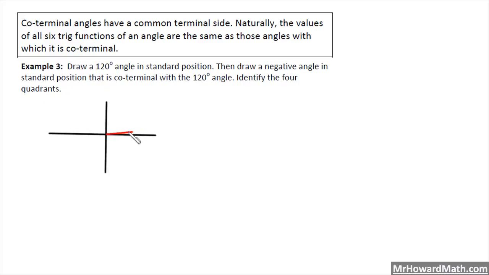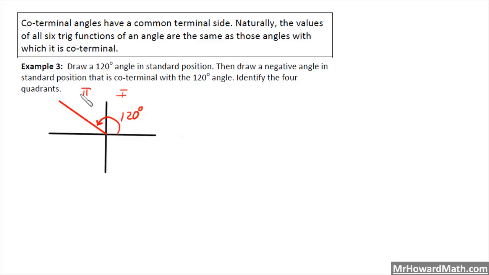So we have our angle here. We start at 0. This would be 90, and this is 180. So 120 is somewhere in between 90 and 180, right? So we'll draw it here. It needs to be drawn approximately to scale. So there is our angle theta, which is 120 degrees in this case. There's our 120-degree angle, and it says identify the 4 quadrants.